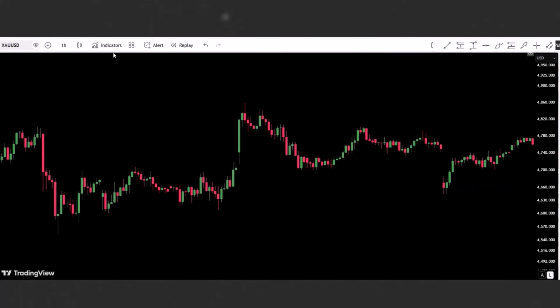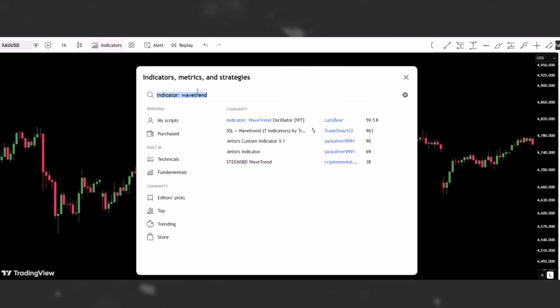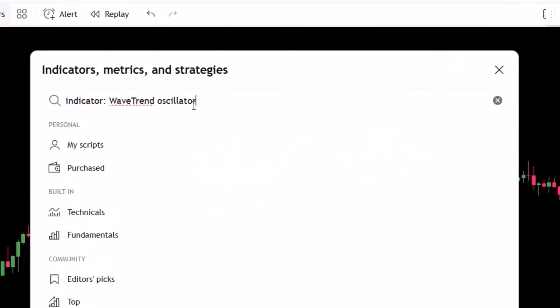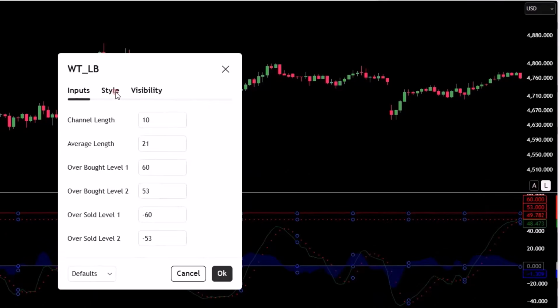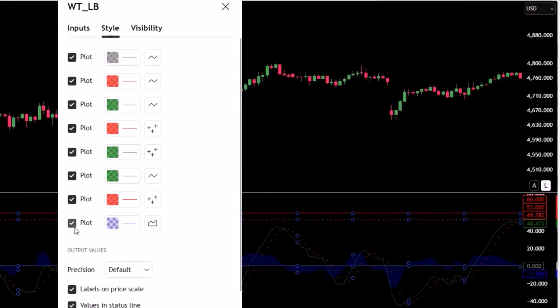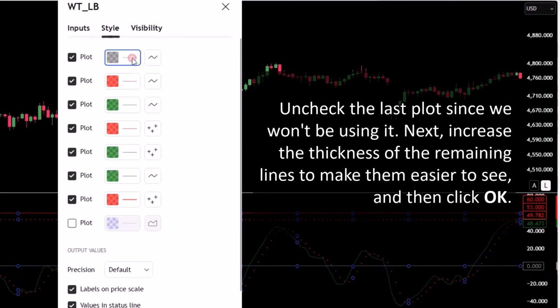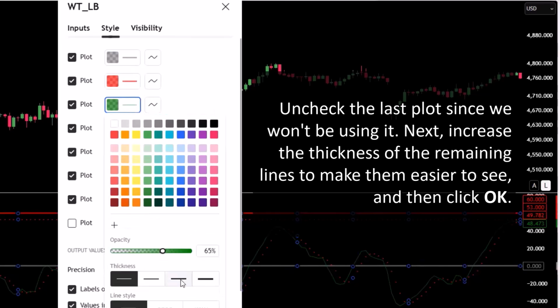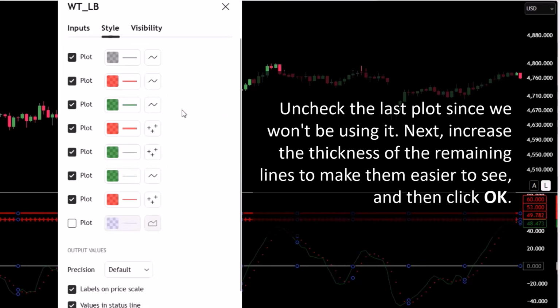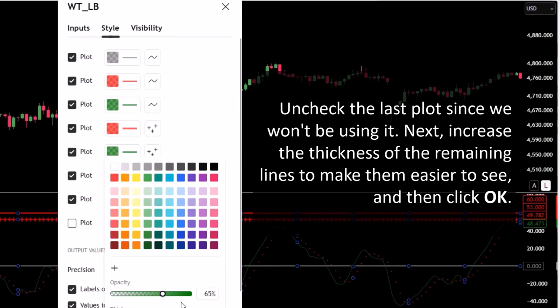Open your chart in TradingView, go to your indicators menu, search for the indicator WaveTrend Oscillator, and select the one by LazyBear. Now you'll see an indicator panel with a few distinct lines moving in a rhythmic wave-like pattern. Open the indicator settings, then go to the Style tab. Uncheck the last plot since we won't be using it. Next, increase the thickness of the remaining lines to make them easier to see and then click OK.